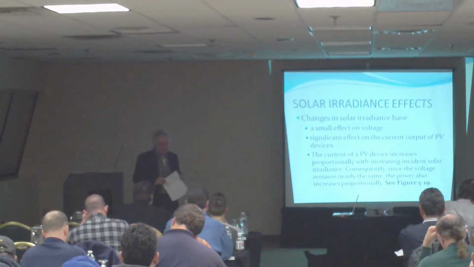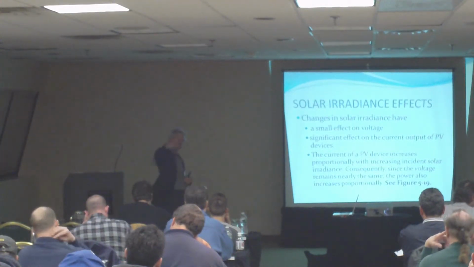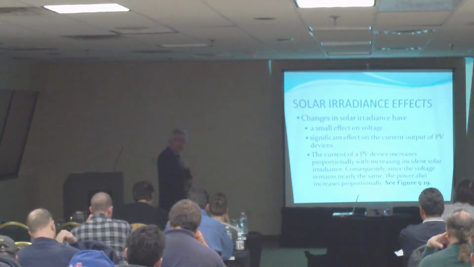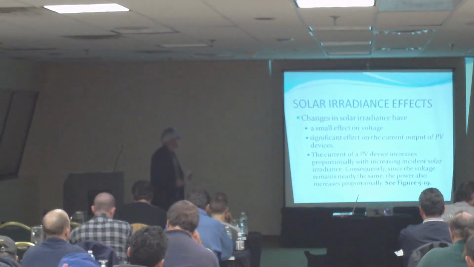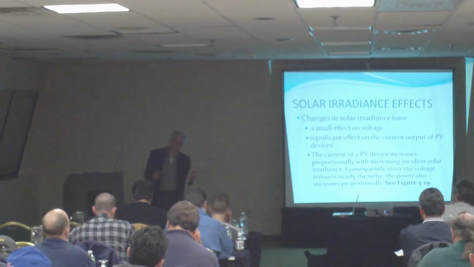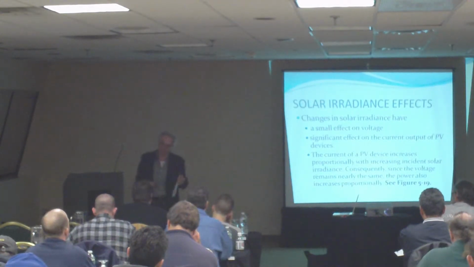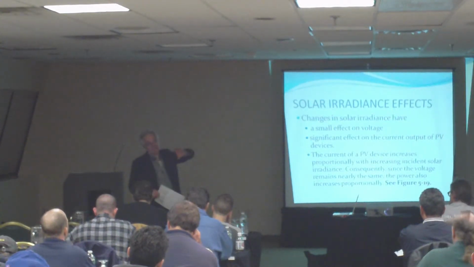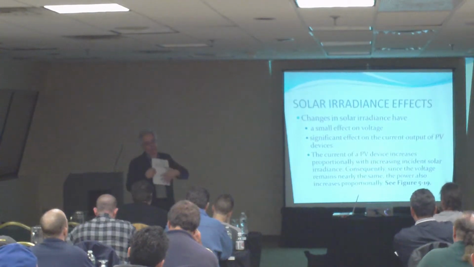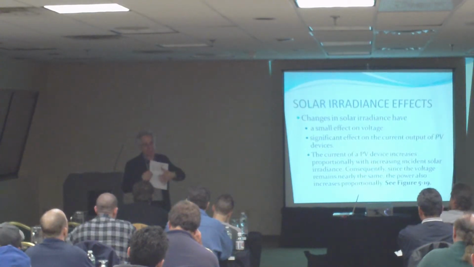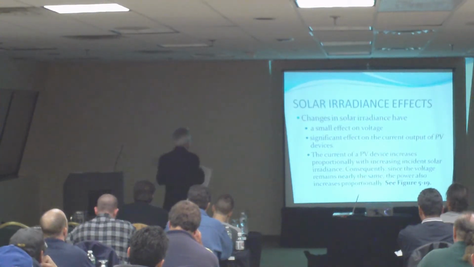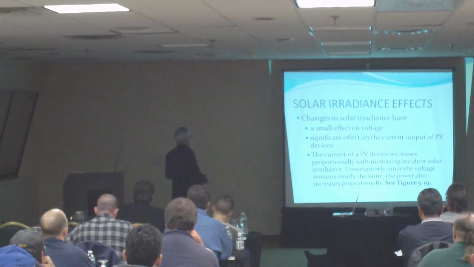Now, a couple of things now. The solar irradiance, remember what do we mean by solar irradiance? The amount of radiation that you get into the panel. If you change the solar irradiance, it has no, or only a small, effect on the voltage. What does that mean? That means that if I take a panel and I shine 1,000 watts per square meter, and I take the same panel here and I shine, let's say, 800 watts per square meter, the voltage won't change.